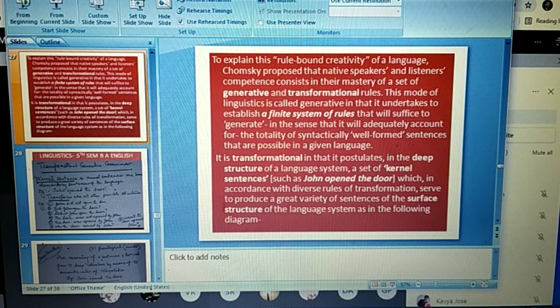This one can be, of course, like John opened the door, can be again different. Like the door was opened by John. John didn't open the door. Did John open the door? All that are different, right? So kernel sentence is the very basic form of the sentence.